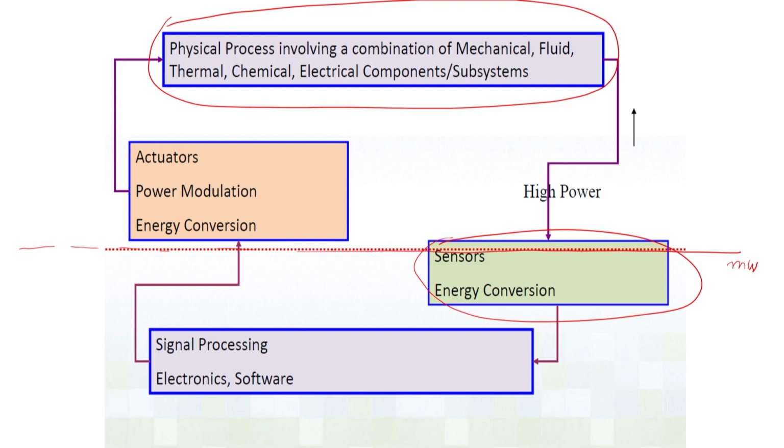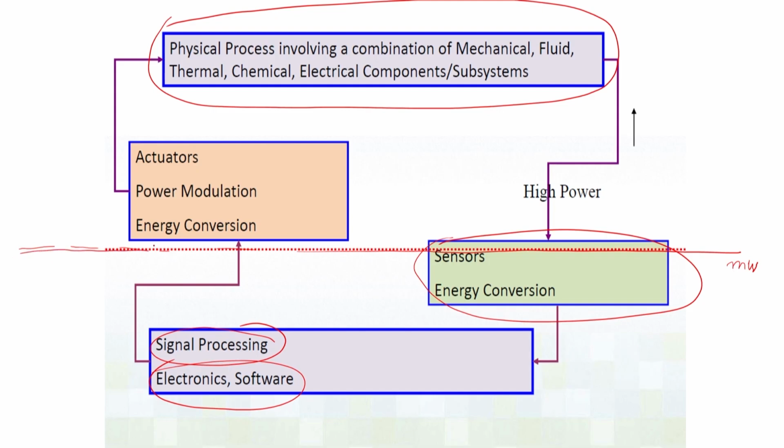However, once the sensor senses whatever is happening in this physical domain, which is high power, it sends the signals for signal processing and different software. All these things are today mostly embedded in microprocessors and microcontrollers. We will talk about it in future lectures. So, this is also in the low power domain.